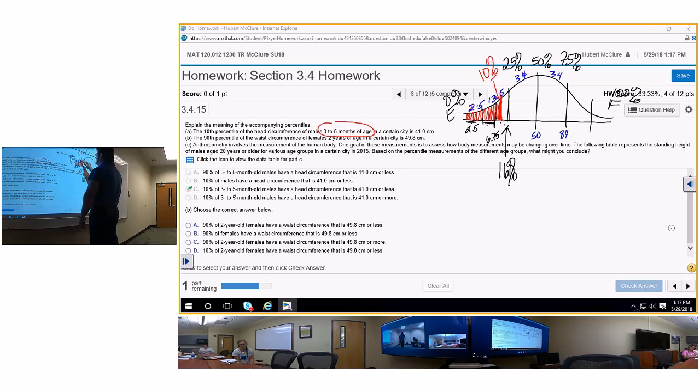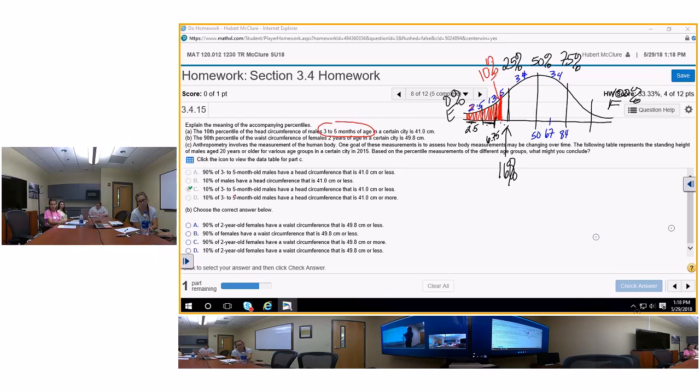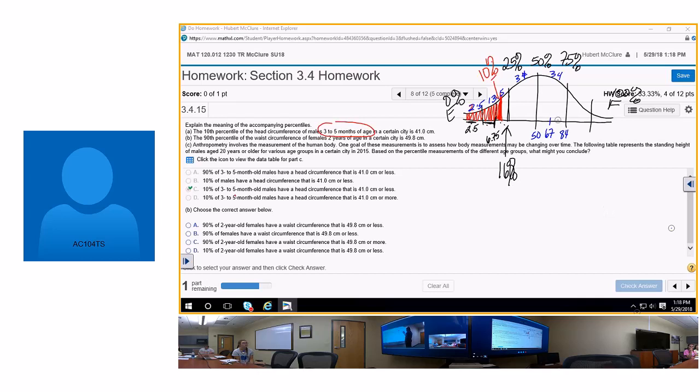Everybody agree with that? Okay, so let's think. What's the difference between 50 and 84? 34. Half of 34 is what? 17. So 17 plus 50 is what? 67, Hubert. Okay. Let me make sure I did that right. Half of 34, yeah, 17. All right, now, half of 17 is what? 8. So 8, what's 8 plus 67?